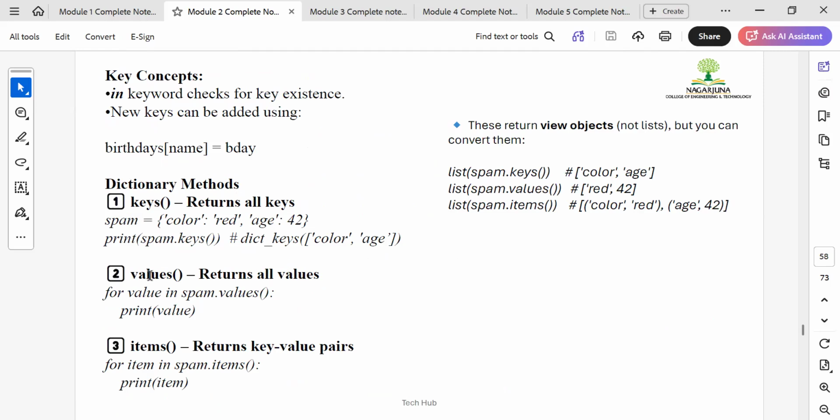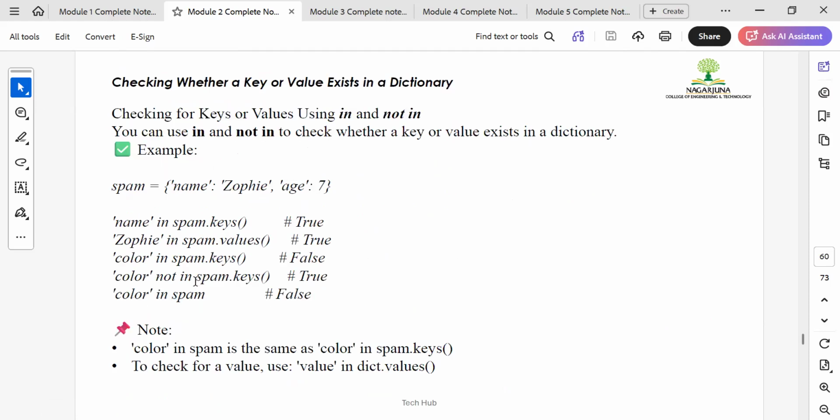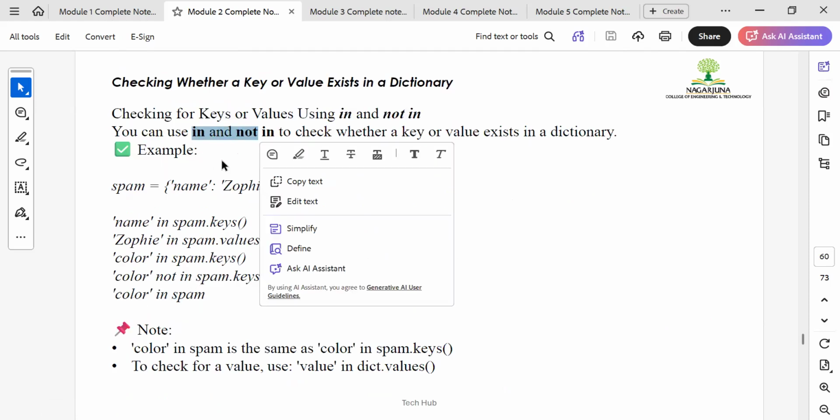Okay, their methods also you write. For example, these are the methods: keys, values, items. What are the roles of these? Okay, what is the membership operator? These things you have to apply. What is in, not in?